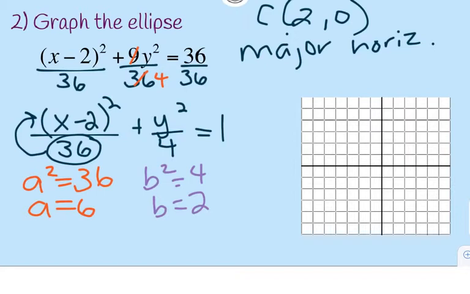So for my center, which is 2, 0, I'm going to go 1, 2, 3, 4, 5, 6. So like off my graph just a little bit. 1, 2, 3, 4, 5, 6. And then up 1, 2, and down 1, 2.